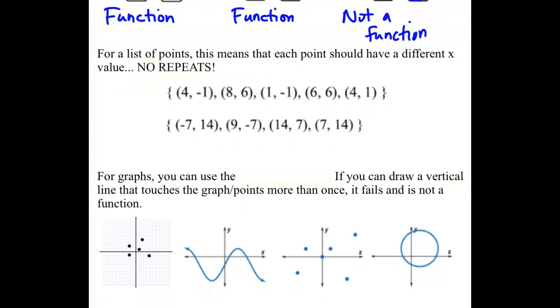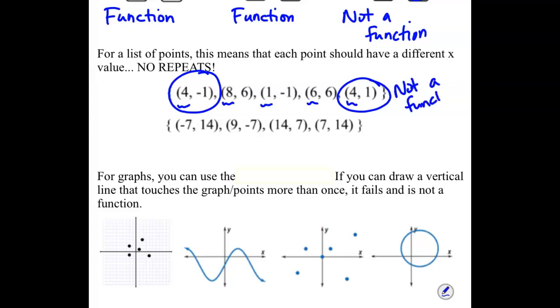If we're given a list of points, this means that each point should have a different x. There should be no repeats. So all of our x's have to be unique. Here we have a 4, 8, 1, 6, 4. Notice here and here, our 4 value for x is being paired with two different y's. So that makes this not a function. Looking at the second example, our x's, we have a -7, a 9, a 14, a +7. Those are all different. We do have some repeats for our y's, but that's okay. We're just focusing on the x's, they can't repeat. So this is a function.